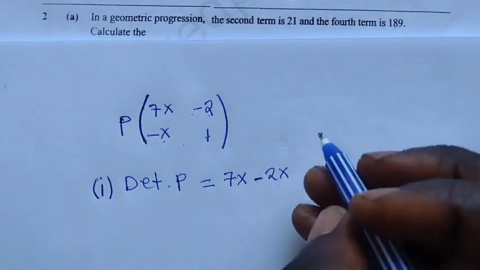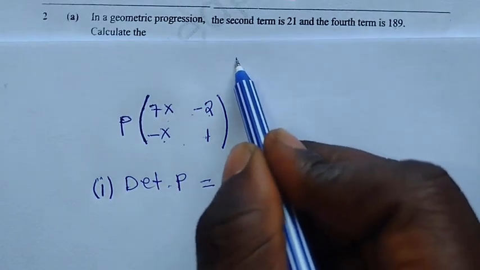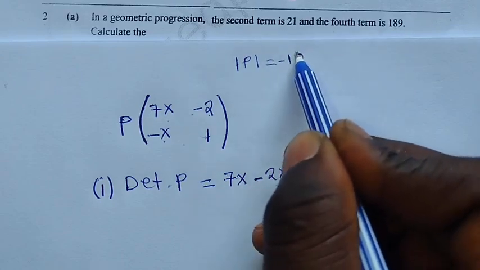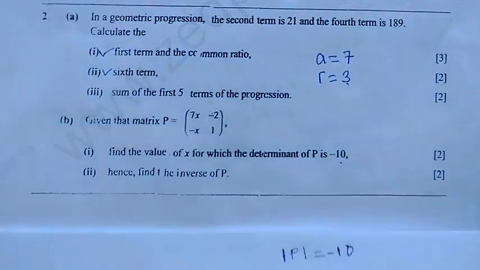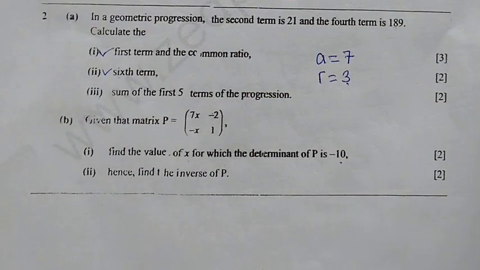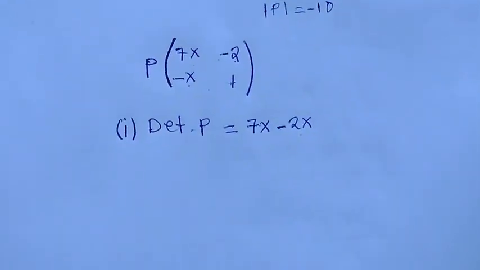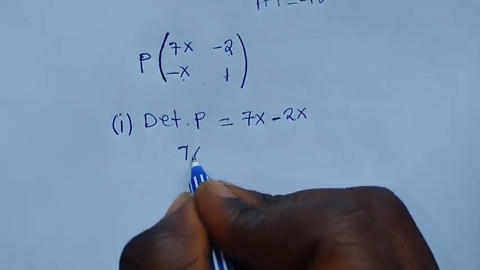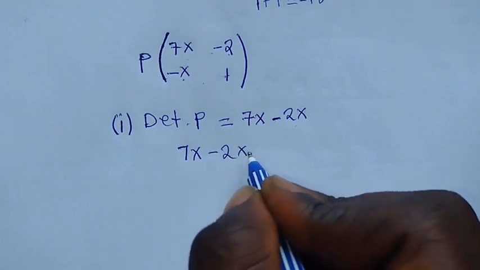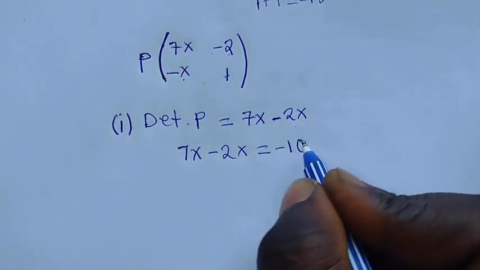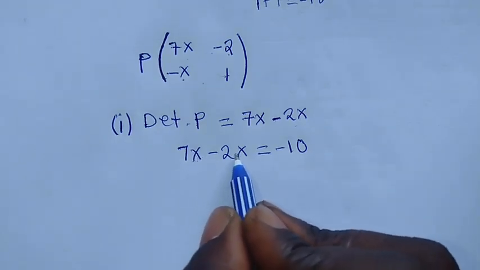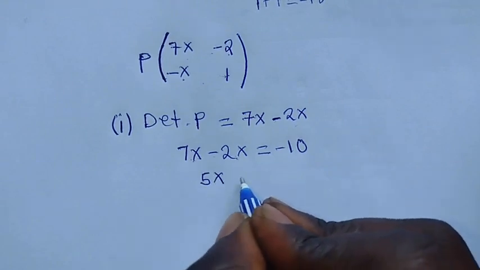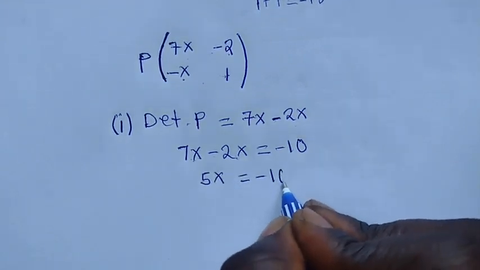So they have told us that the determinant of matrix P is a negative what? 10. According to our question, it's negative 10. So where there is determinant of matrix P, we just substitute with negative 10. So we have 7x minus 2x is equal to negative 10. These are like terms. We can simplify them. 7x minus 2x will give us 5x equal to negative 10.